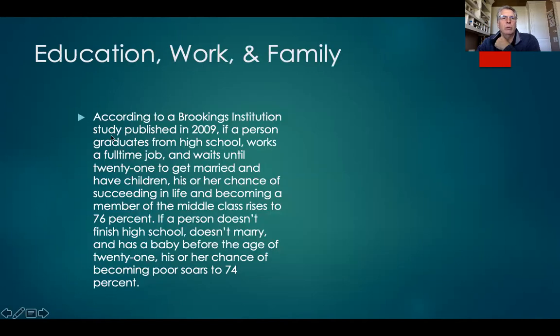According to a study published in 2009 by the Brookings Institution, if a person graduates from high school, works a full-time job, and waits until 21 to get married and have a child, his or her chance of becoming a member of the middle class rises to 76%. If you do those things, get a high school degree, get a full-time job, and wait till you're 21 to be married and have kids, you have a 76% chance of being in the middle class. If you don't finish high school, you don't marry, and you have a baby before the age of 21, his or her chance of becoming poor soars to 74%.